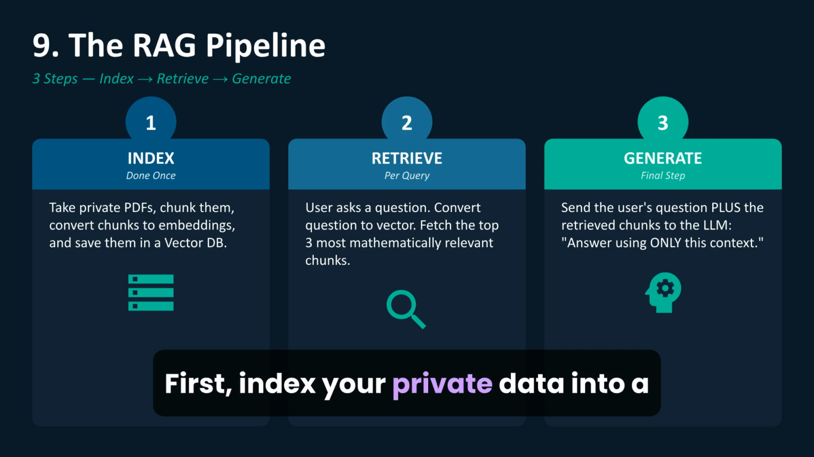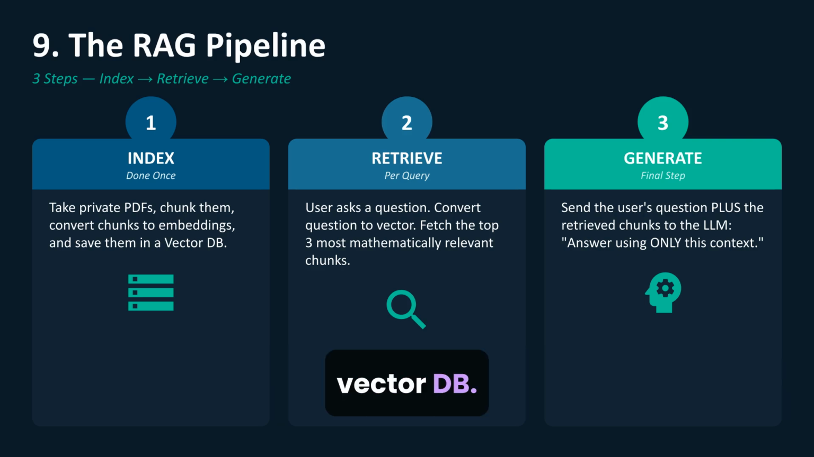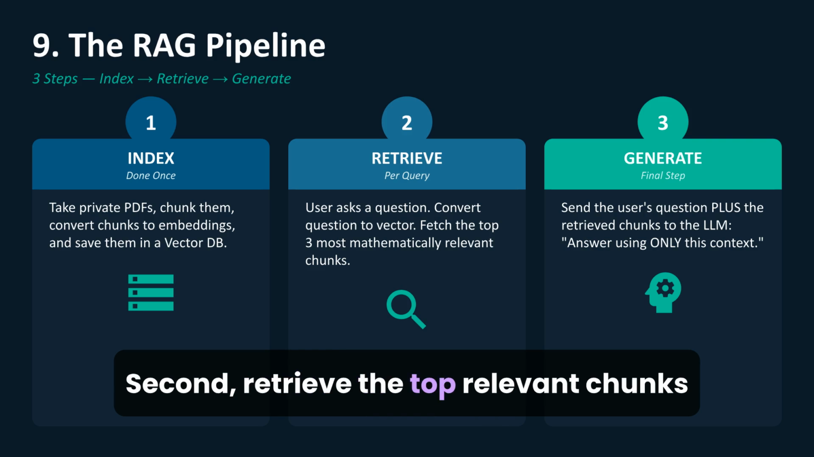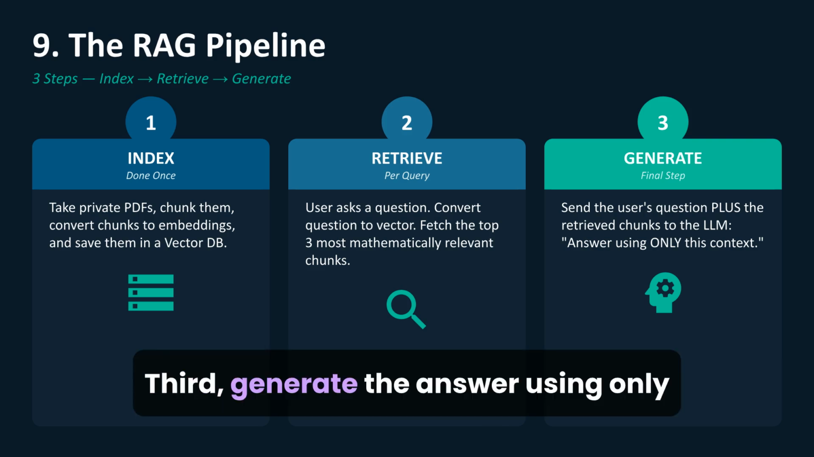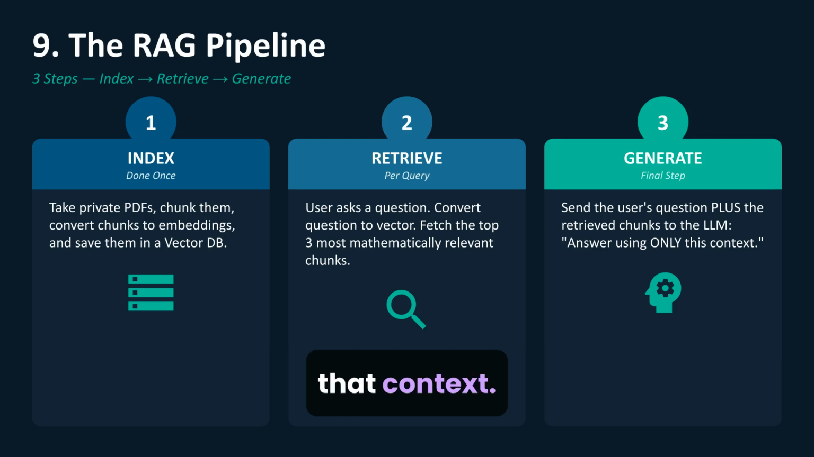First, index your private data into a vector DB. Second, retrieve the top relevant chunks for a user's question. Third, generate the answer using only that context.